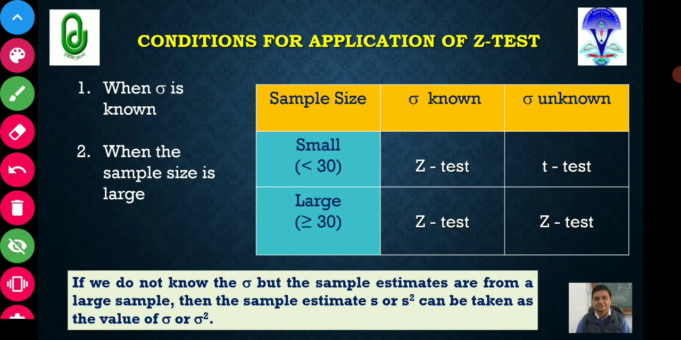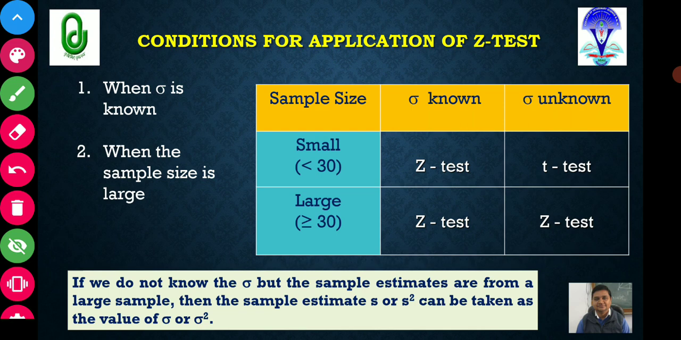Till now, we have discussed the concept of Z test of distribution. In a nutshell, you have to remember that Z test is applicable when population is normally distributed. Now, another condition for application of Z test.